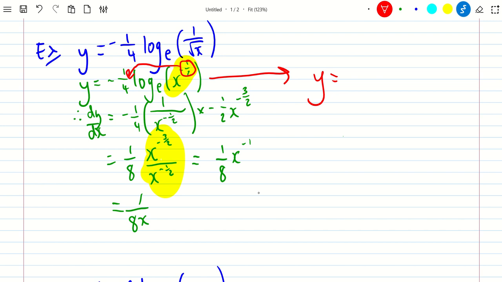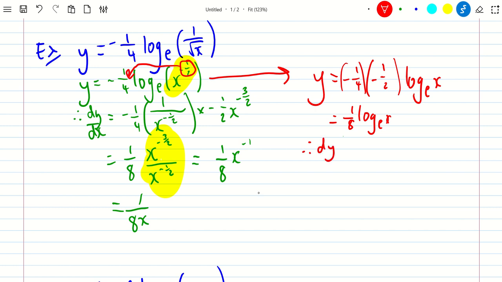So this is actually equal to negative 1/4 times negative half log e x. That was one of our log laws. You can just take the power, if it's inside the log e function, you can take that power down the front, and Bob's your uncle. Okay, and so multiply those fractions together, and we get 1/8 log e x.